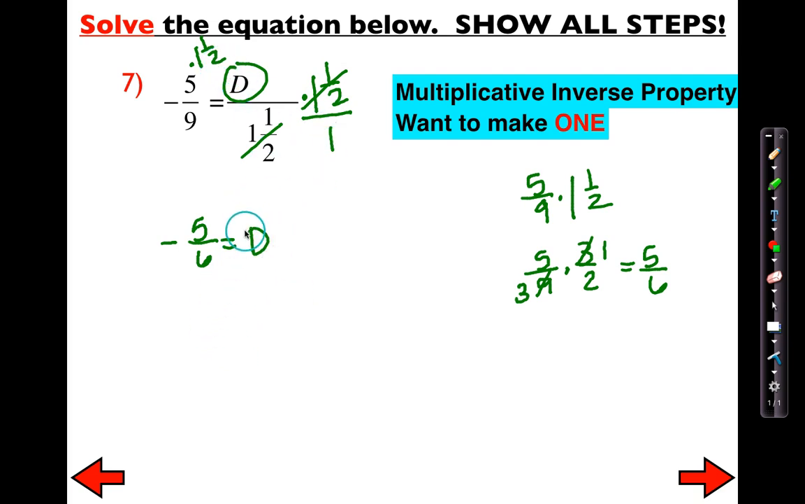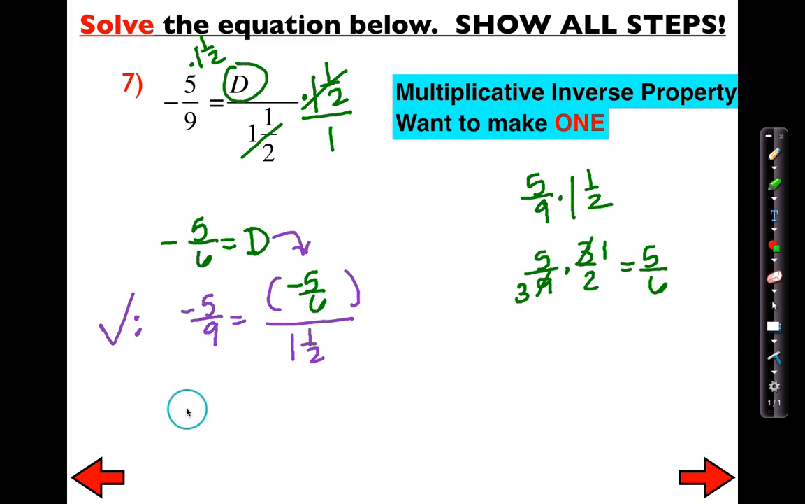So before I claim that this is my final answer, hopefully you remember we need to check our work. So let's do that. We're going to use negative 5/9 equals d over 1 and 1/2. Here I'm going to replace the value of d with the value of negative 5/6. So on the left-hand side, we have negative 5/9. Now over here, I'm going to have to work that out. We have a negative divided by a positive is a negative. So far, so good. We have 5/6 divided by 1 and 1/2.